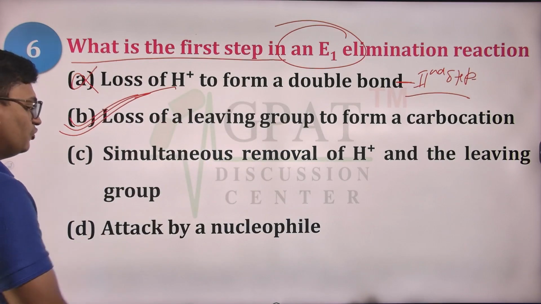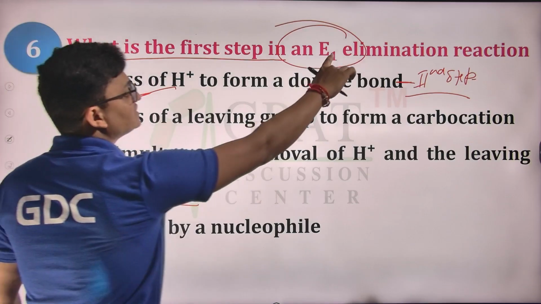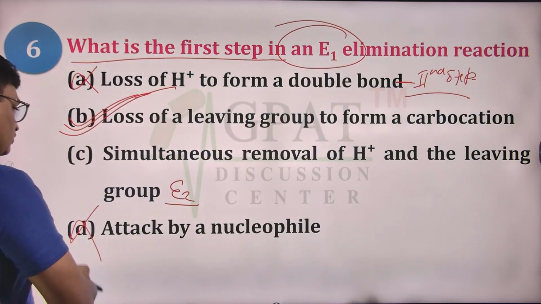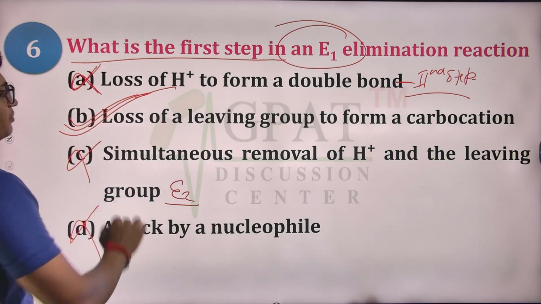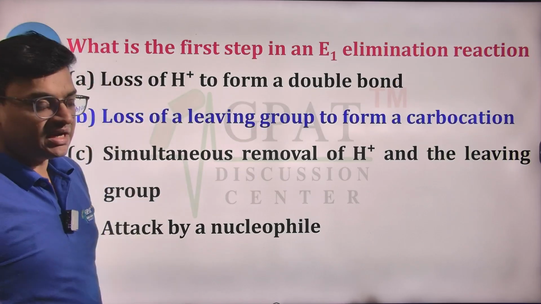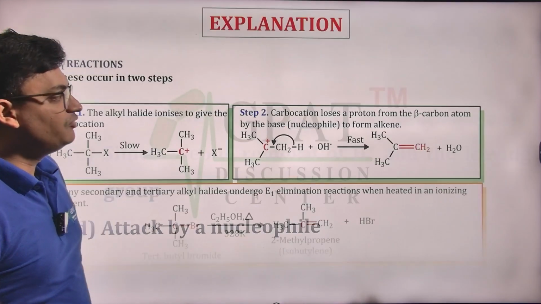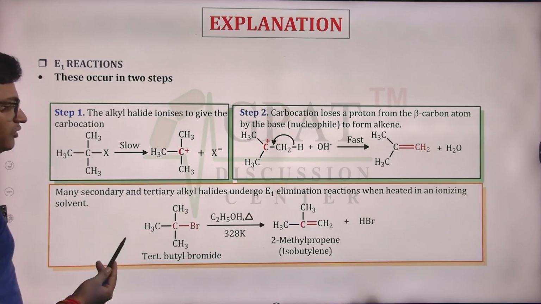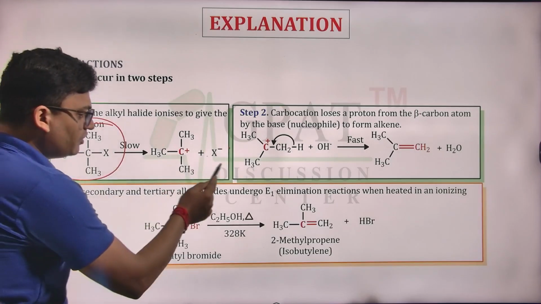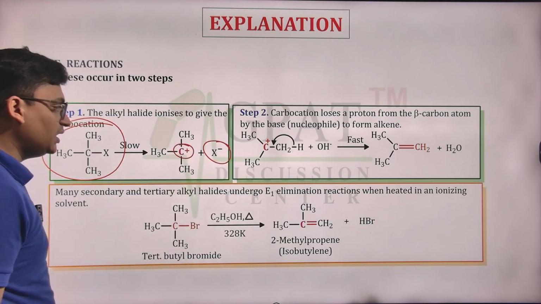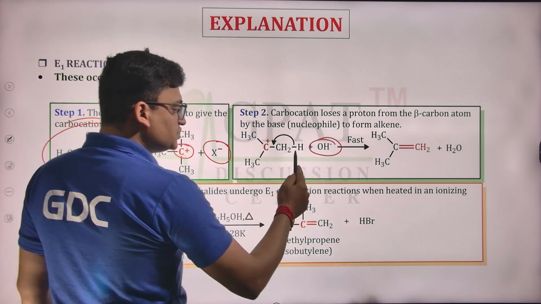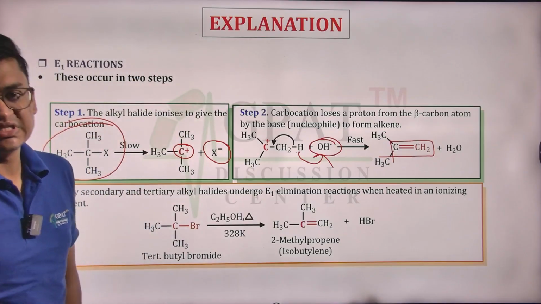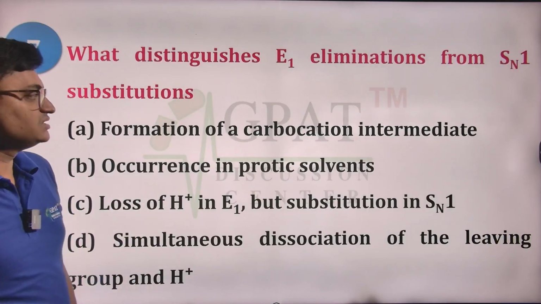Simultaneous removal of H and leaving group, this is for the E2 mechanism. We are being asked about E1, so this is about the E2 mechanism. Attack by a nucleophile, no, not at all. So all these are wrong. B will be the right answer. In the E1 reaction, in the first step the leaving group leaves the substrate, leading to the formation of a carbocation. In the second step, a base approaches and abstracts a proton for the formation of a pi bond. So in these two steps, the E1 reaction gets completed, and this is the mechanism.